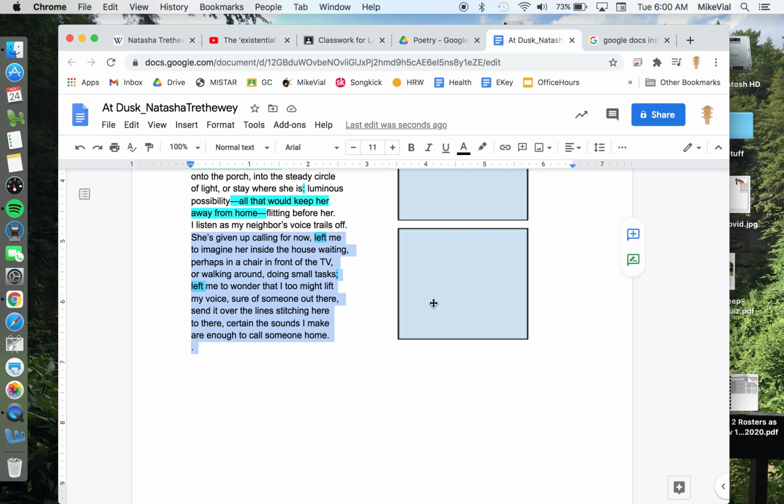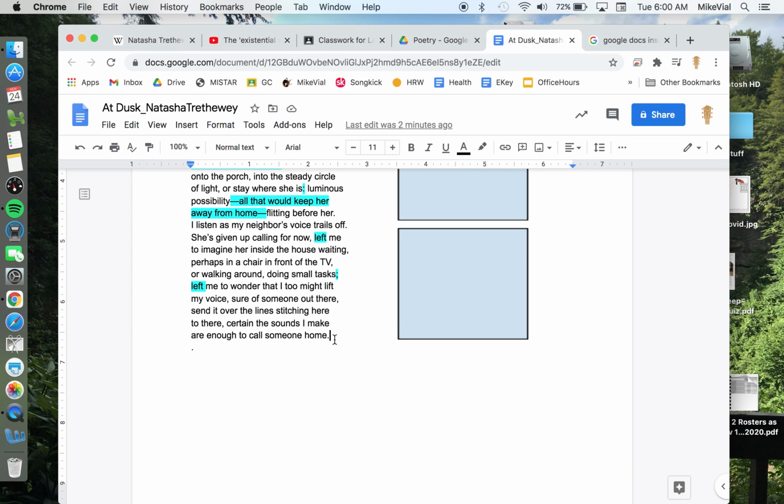That's why this box is very large, because this is all one sentence. She's giving up calling for now. Left me to imagine her inside the house waiting, perhaps in a chair in front of the TV, or walking around doing small tasks. Semicolon. Left me to wonder that I, too, might lift my voice, sure of someone out there. Send it over the lines, stitching here to there. Certain the sounds I make are enough to call someone home.